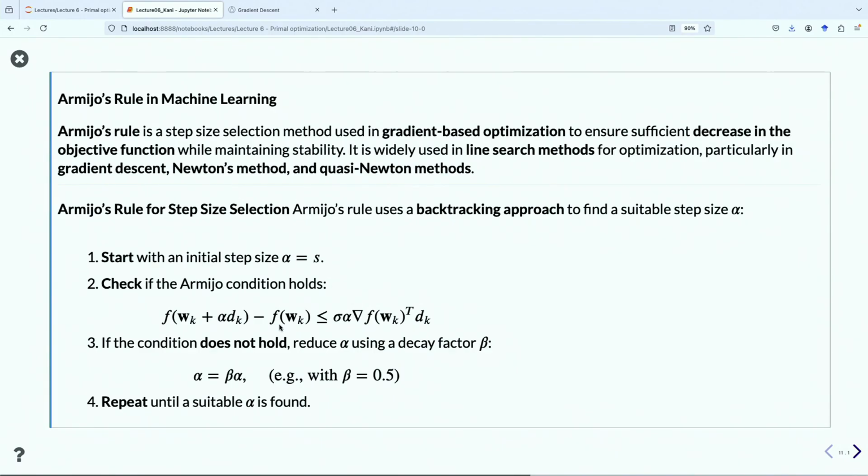And the condition simply states that the difference between the function after you take the step and the function before you take the step is less than or equal to some fitting parameter times the gradient times the descent direction. Okay? You want the difference in this step to be below a certain value that is proportional to the gradient and to the current step size and to some fitting factor sigma.